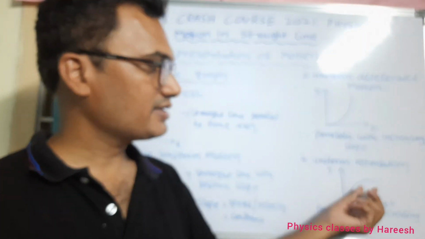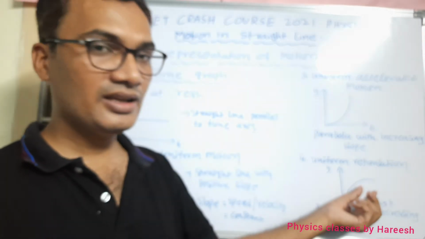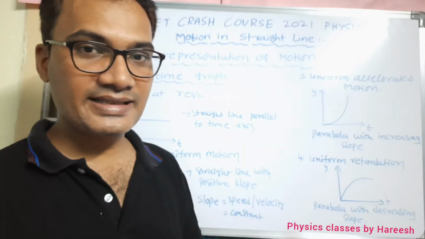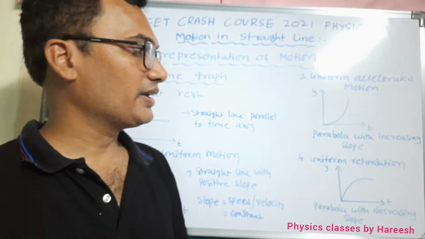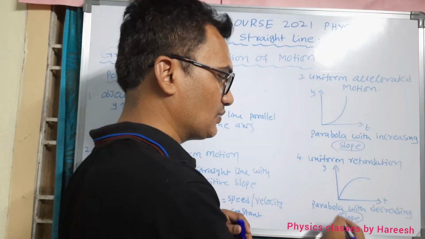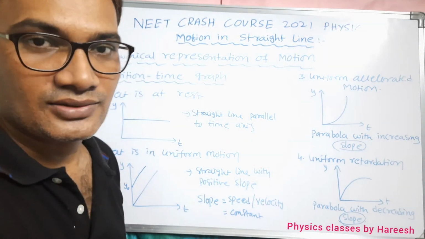Here speed will always be positive only, but velocity will be negative. Why? Because it is decreasing. Here it will be positive only. Okay, the slope is positive means it will be positive. Here the slope is negative, so the velocity will be negative.